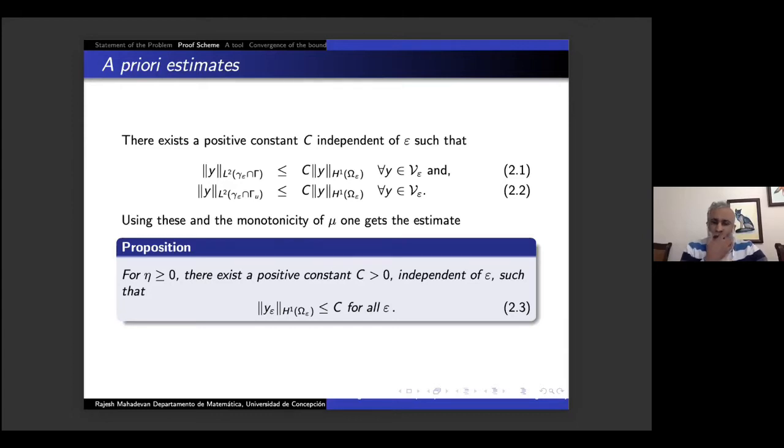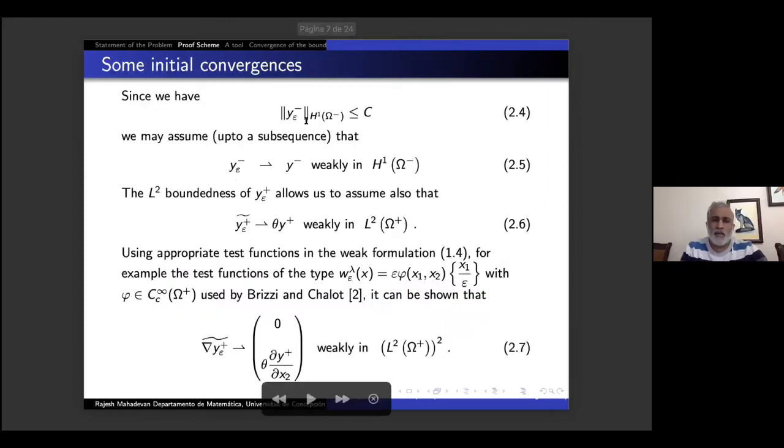But in any case, what is clear is that these uniform estimates for H1 of omega epsilon imply in the lower part a uniform estimate for the same sequence restricted to the lower part. And so you have weak convergence in the lower part of y epsilon minus. And this is enough to pass to the limit in the lower part, because actually there's no problem and there's no oscillation or problem of any kind in the lower region. But it becomes quite difficult in the upper part.